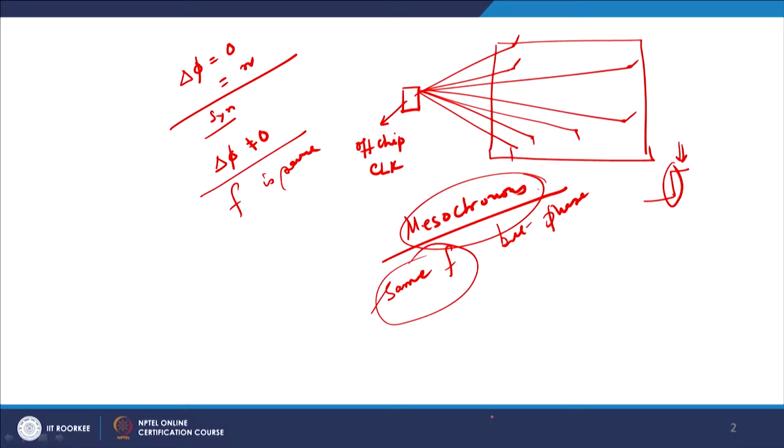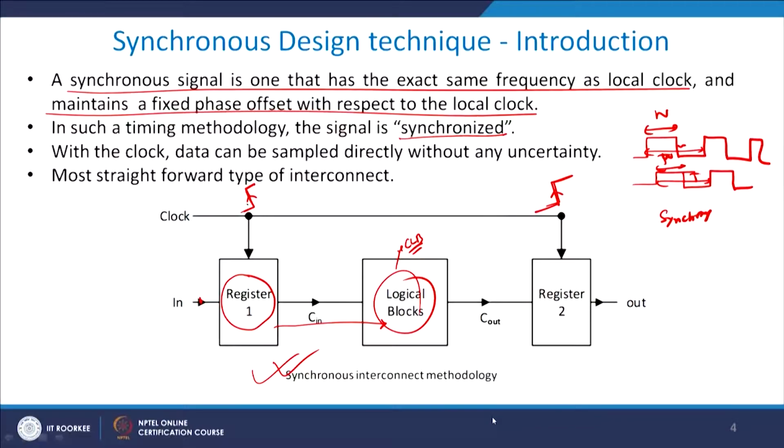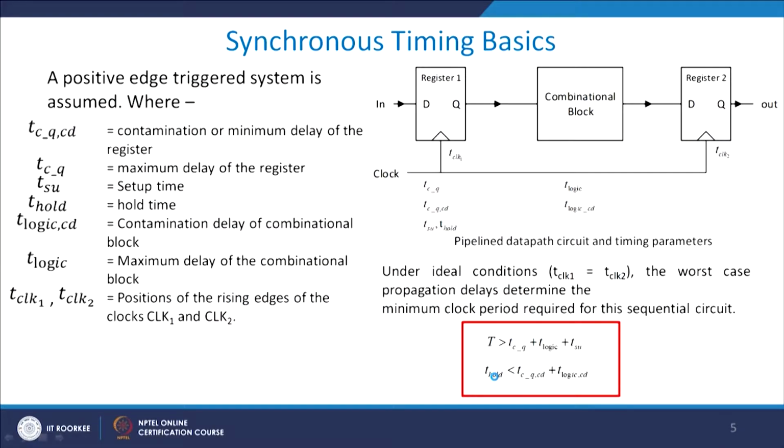Fine. Plesiochronous basically means that neither the frequency nor the phase is the same in both cases. So, there are 3 types of interconnect models available. We will not go into details of that at this stage, but I will give you a brief idea later on if time permits. So, this is basically a synchronous interconnect methodology which is in front of you, and gives you quite a good definition of synchronous timing.